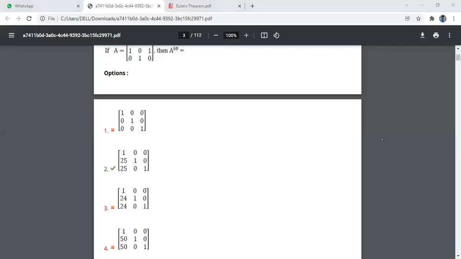Okay. This is our option. If you know the matrix multiplication, it will be just a 1.5 minute question. So that is not a big deal. If you don't know the matrix multiplication, you just learn the matrix multiplication first.